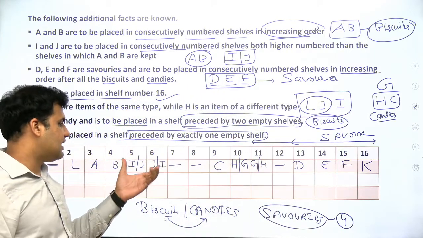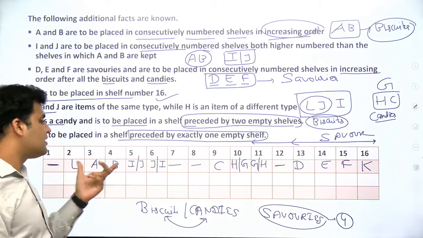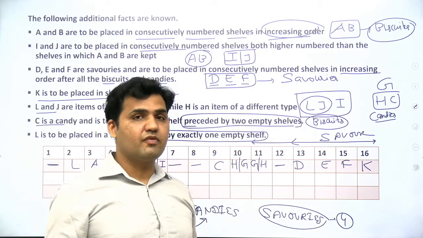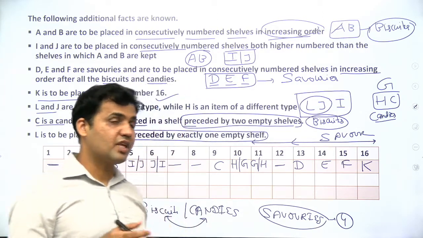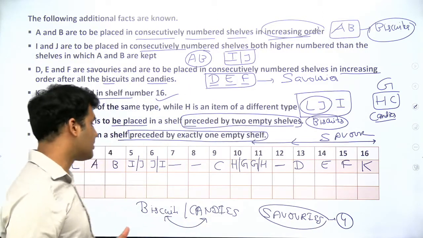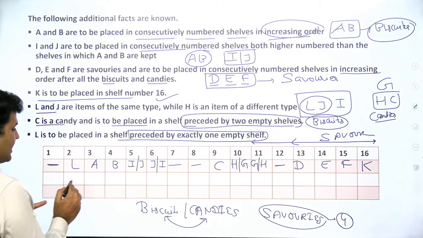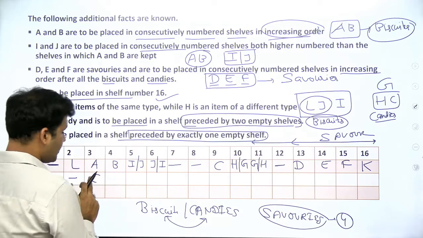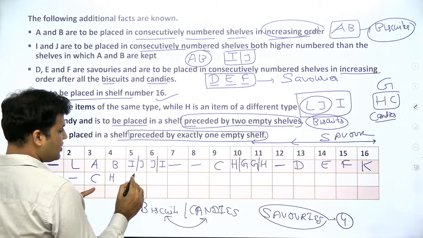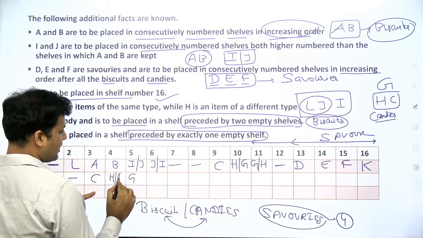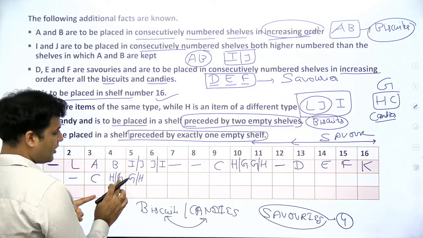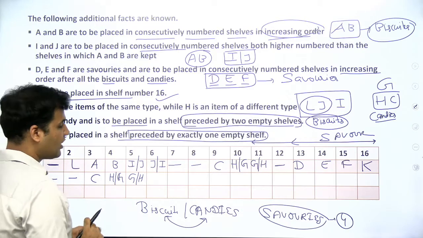But you see this, guys, in this case, we are placing biscuit first, right? It is nowhere mentioned that biscuits are supposed to come before candies. It can be candies also. There has to be a second possibility then also, guys. That you first start placing candies, and before candies there have to be 2 empty shelves. So if C is coming here, H and G can come over here, right? Depending upon which item will be coming first. If H is coming over here, G will be coming over here. If G is coming here, H will be coming over here.